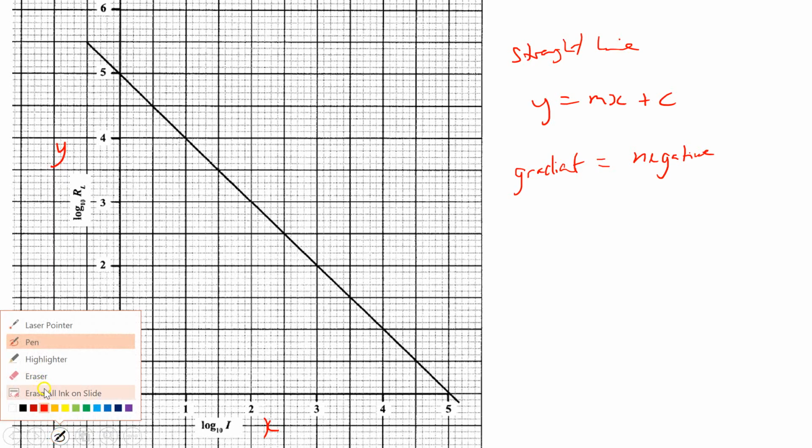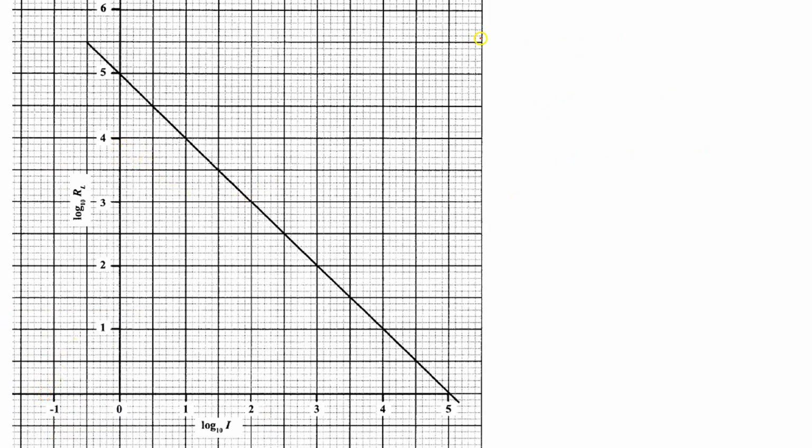What we're going to do is just calculate the gradient. We know the formula for gradient is equal to y2 minus y1 divided by x2 minus x1. Now, I'm going to pick my first point here. So I go ahead and indicate on my graph which points I'm picking. I can use that, and then I use that one. So this is my x1, my y1. This is my x2, my y2.